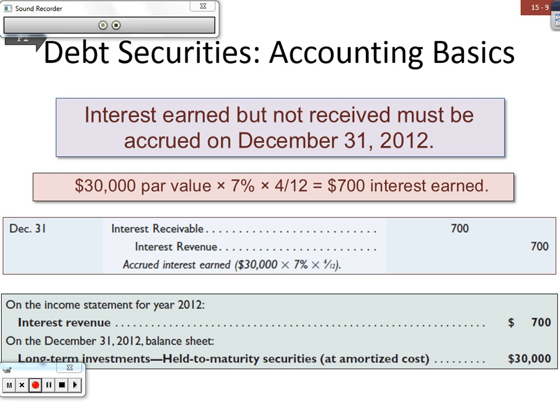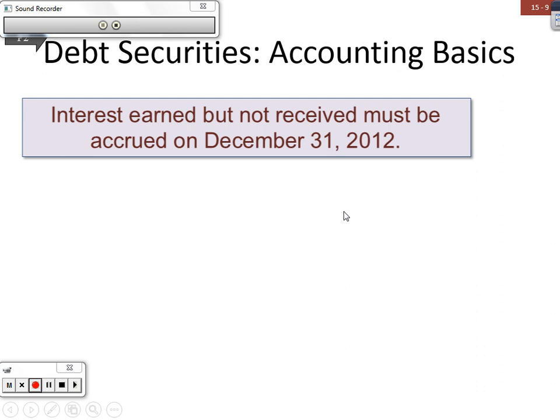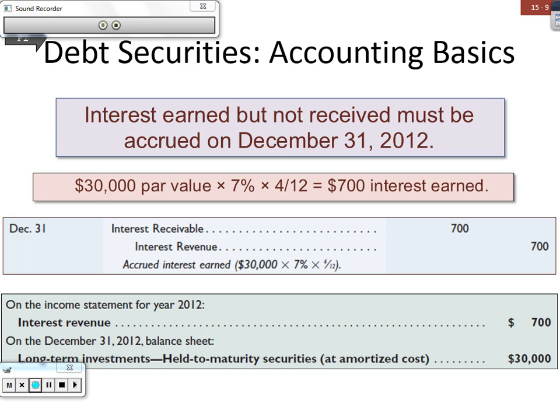Well, they told you what dates they pay the interest. Semi-annual. They gave you months, remember? August and February. So here they're showing 4 over 12, it says accrued on December 31st, interest earned but not received. So whenever they received it, it had to be on the fourth month and 12 months had not passed. So 4 over 12, $700 interest earned, debit to interest receivable, credit to interest revenue for that $700.